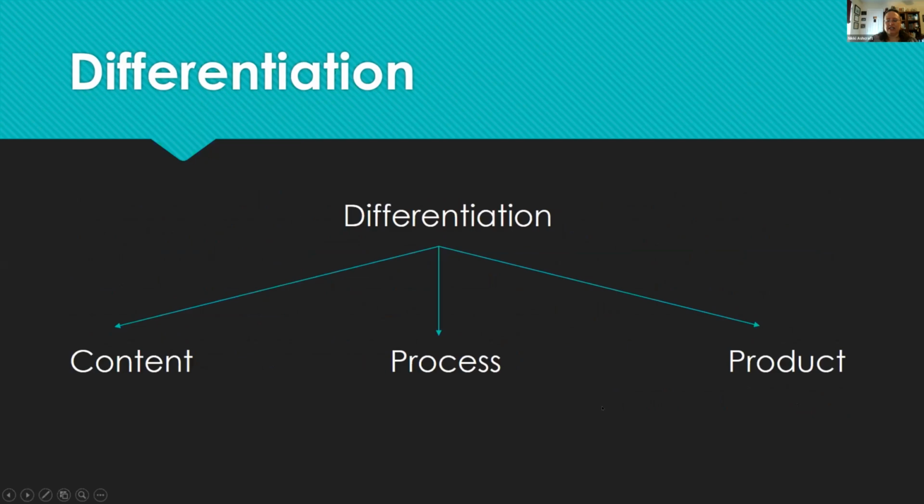So differentiation can be divided into three different elements. First, the content that is being taught, the process that students follow, and then also the product that students produce at the end. We're going to talk about each one of these now.